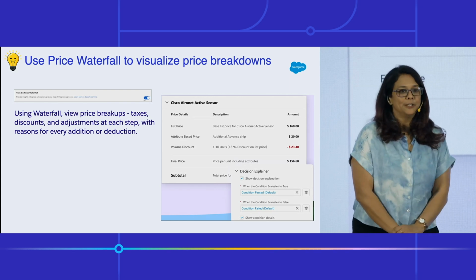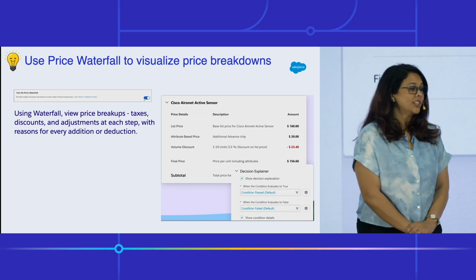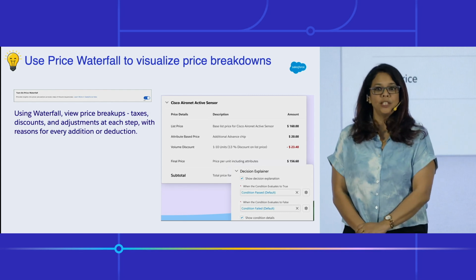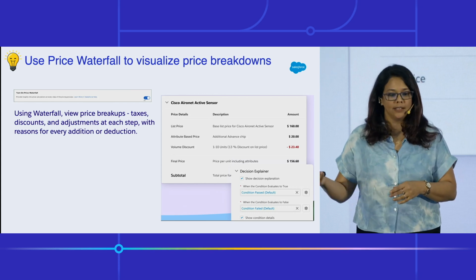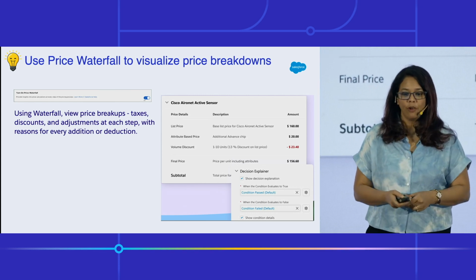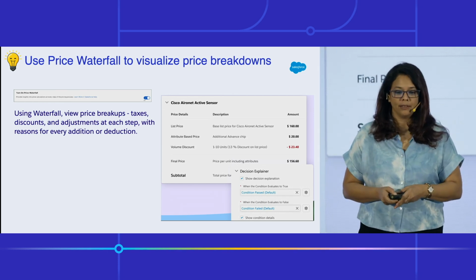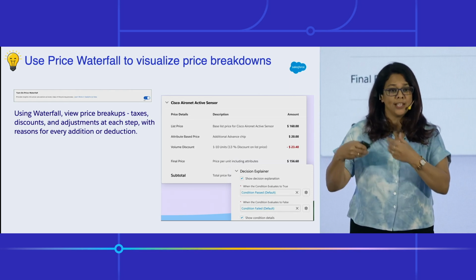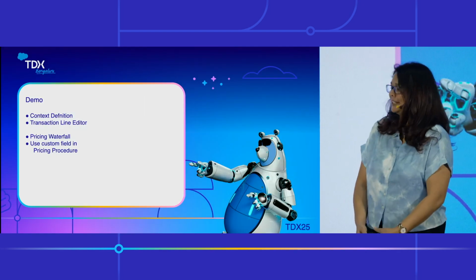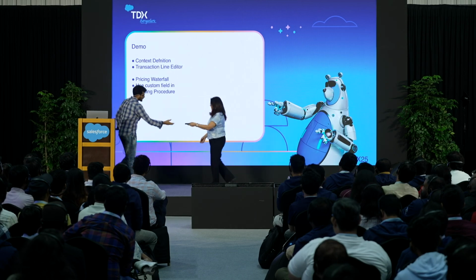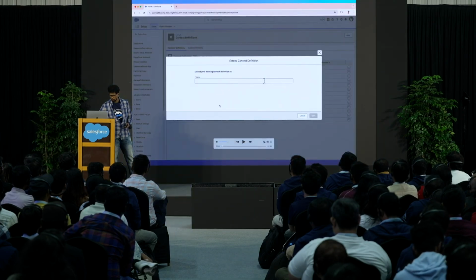The other small little cute feature that I feel is the price waterfall to visualize the price breakdowns. It really helps the salesperson initially to see how your prices are being calculated. Using this, you can enable the price waterfall, and this will show you the pricing elements which have contributed to this particular price. And again, with that, let's go into a demo, where we'll see all of these things. Thank you. Yeah, we're going to see the context definition demo now.